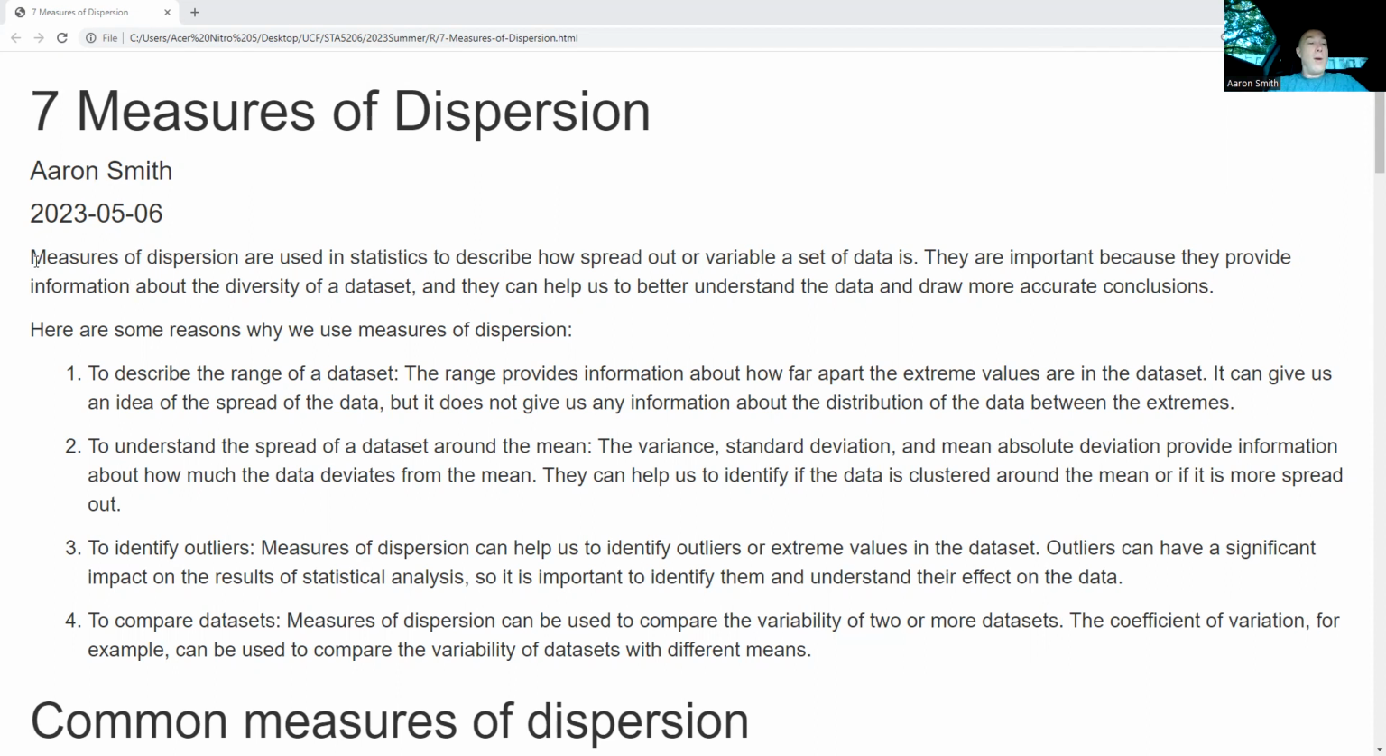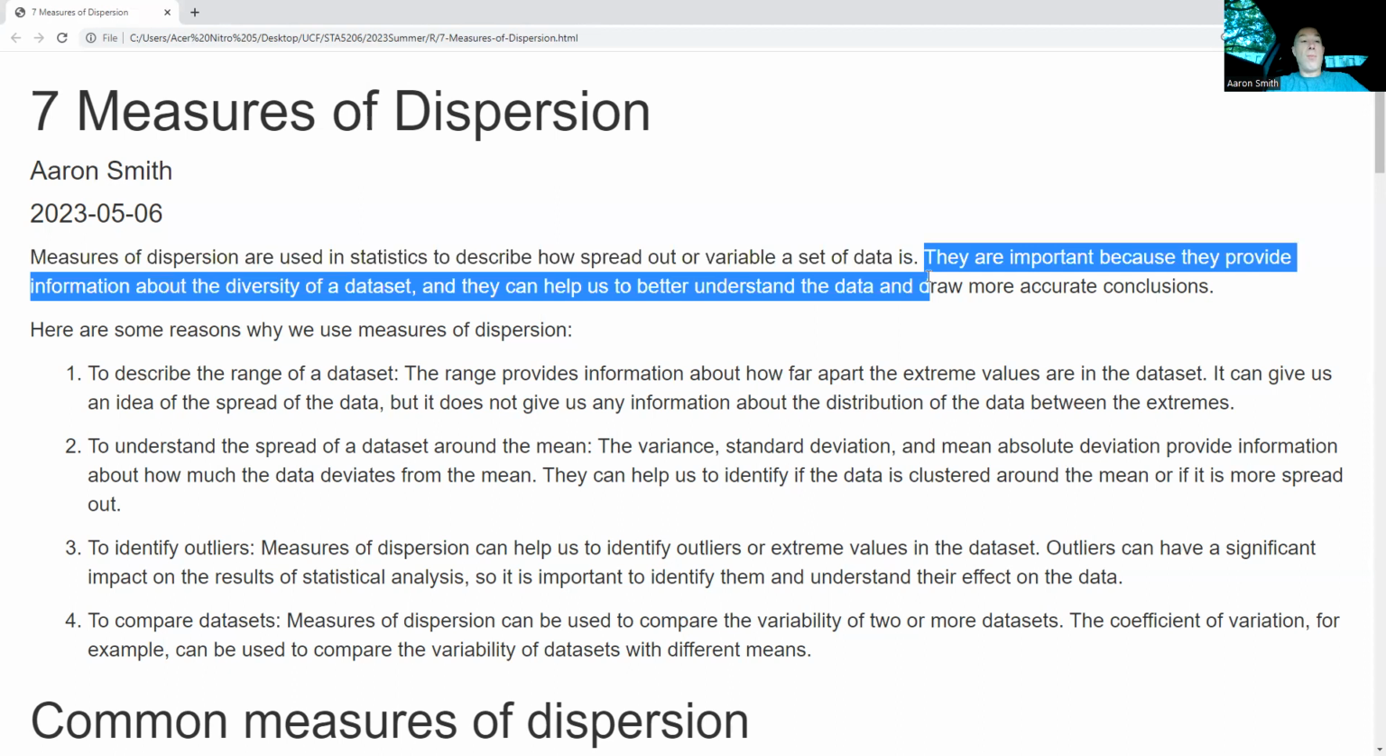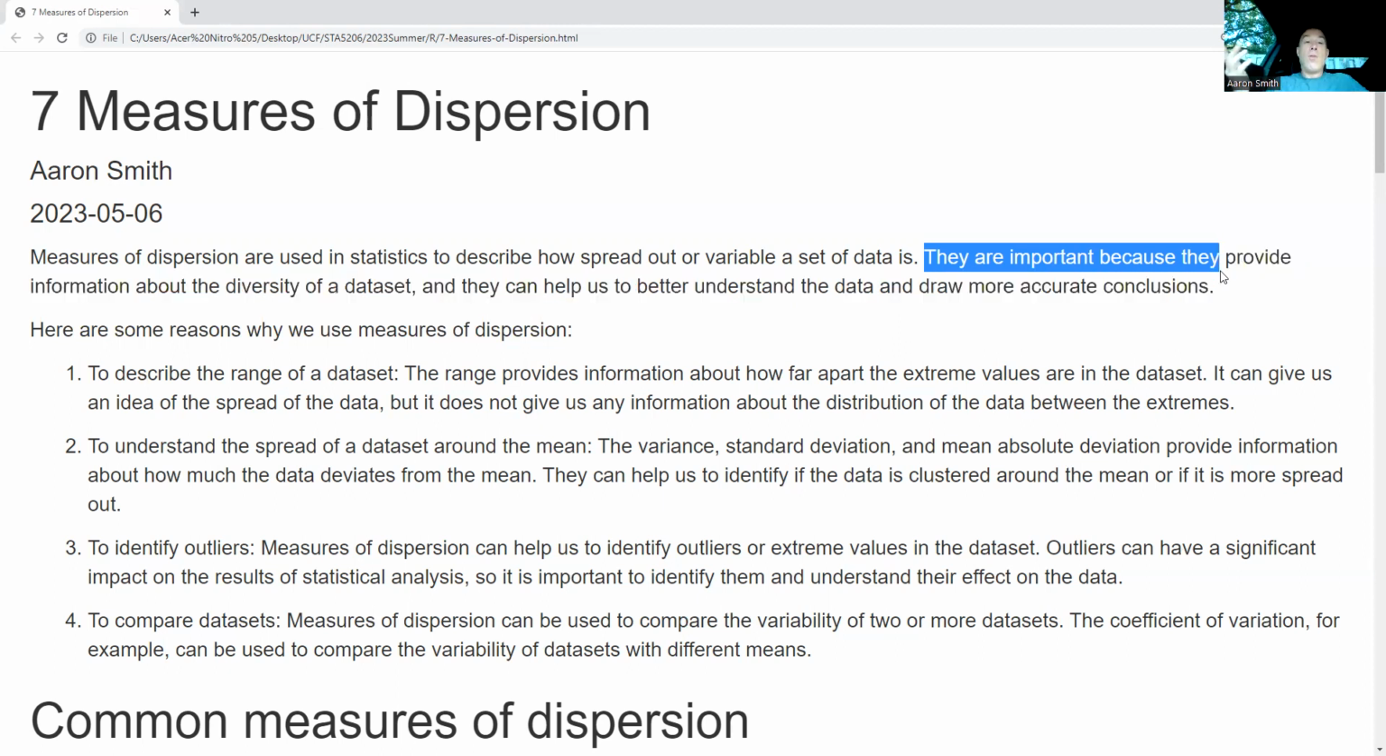Measures of dispersion are used in statistics to describe how spread out a variable set of data is. They are important because they provide information about the diversity of a data set, and they can help us better understand the data and draw more accurate conclusions. Here are some reasons why we use measures of dispersion.